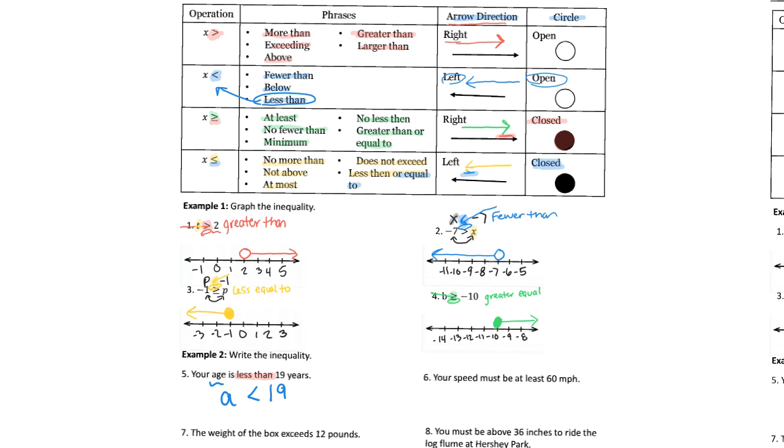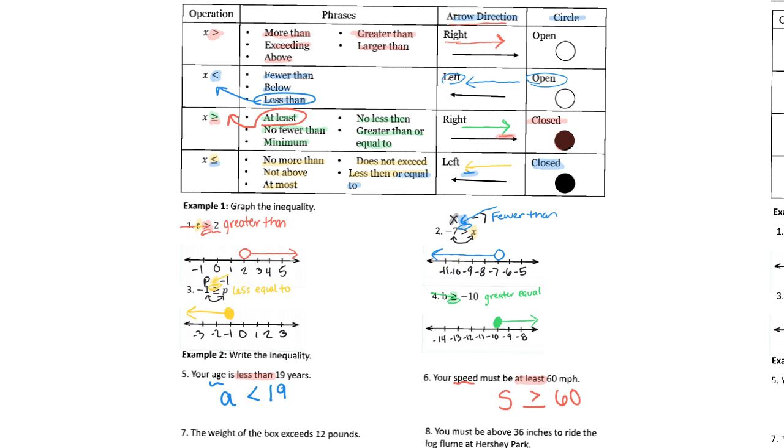All right, so let's do another example together. I have your speed must be at least 60. Where's at least? At least is here. So we should be using this inequality symbol. The number after at least is 60. And it says your speed, so we're going to go S for speed.